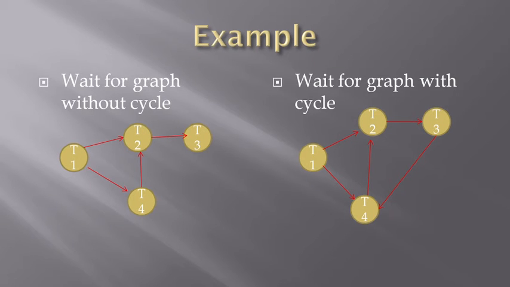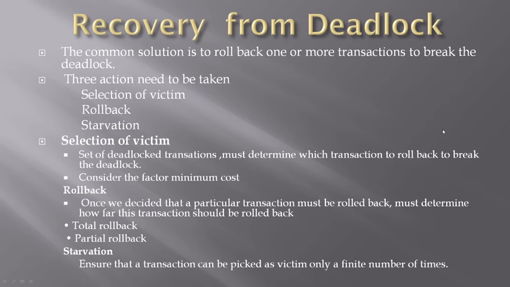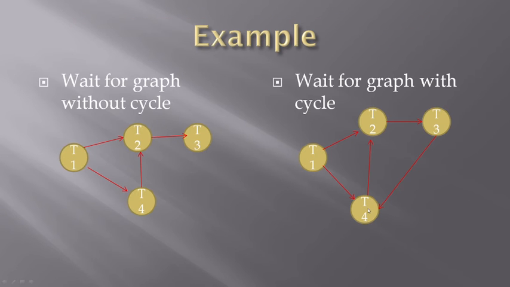So this is an example of a wait-for graph. Here T1 is waiting for T2 and T2 is waiting for T3, and here T4 is waiting for T3. So this will not create a deadlock, but here this will create a deadlock because T1 is waiting for T2 and T2 is waiting for T3 and T3 is waiting for T4.